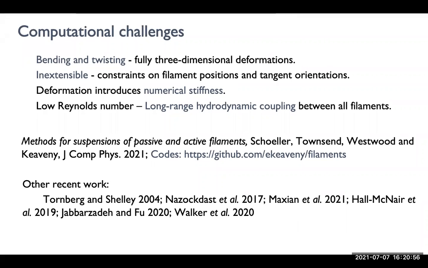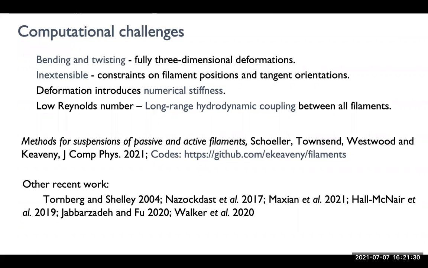Another thing is that the bending deformation typically has a fourth derivative. So you're really going to have to figure out a way to deal with numerical stiffness. And at the same time, if you're at low Reynolds number, all of these things are interacting with each other through long-range hydrodynamic coupling. So you're going to want to allow your computational framework to build in fast solvers to handle that aspect.